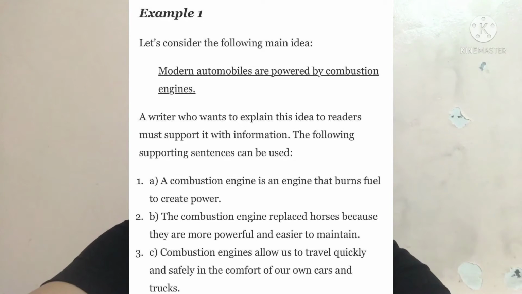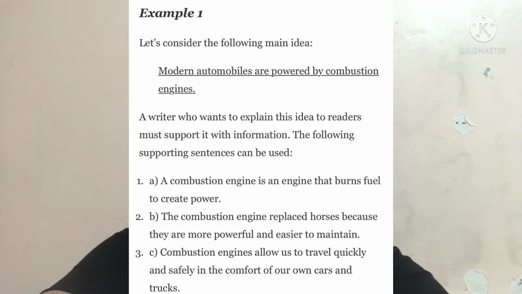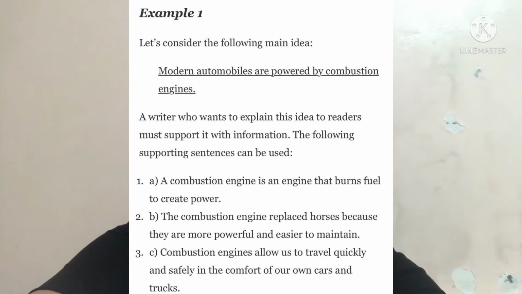Modern automobiles are powered by combustion engines. A writer who wants to explain this idea to readers must support it with information. The following supporting sentences can be used. A. A combustion engine is an engine that burns fuel to create power. B. The combustion engine replaces horses because they are more powerful and easier to maintain. C. The combustion engine allows us to travel quickly and safely in the comfort of our own cars and trucks.